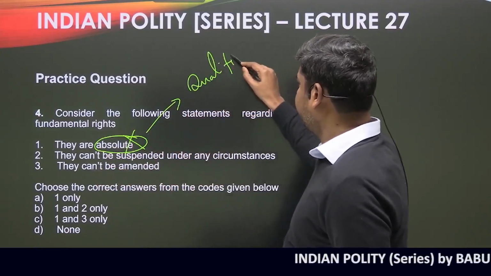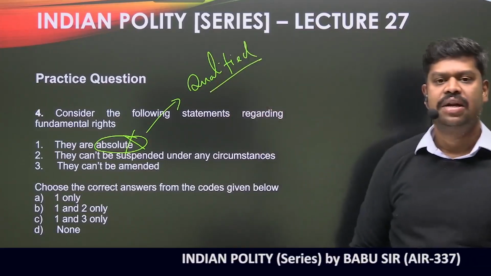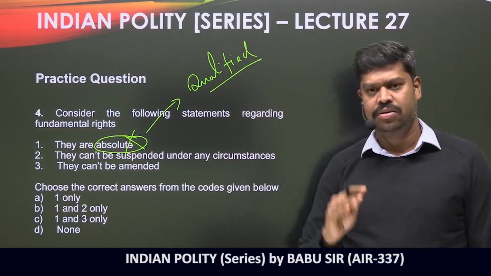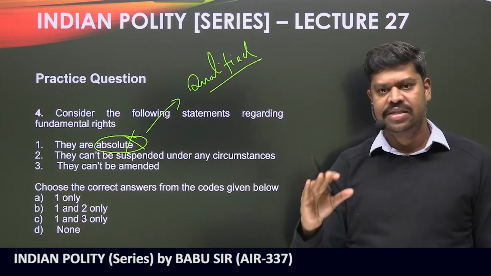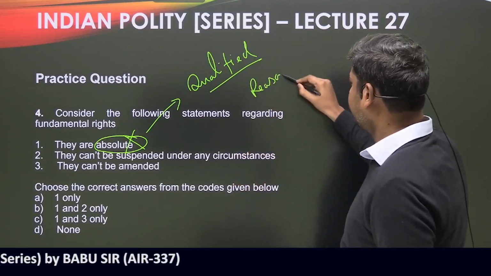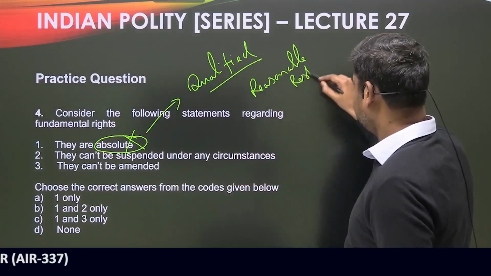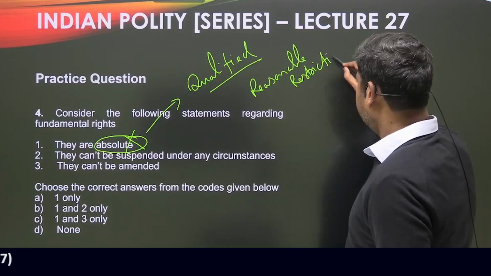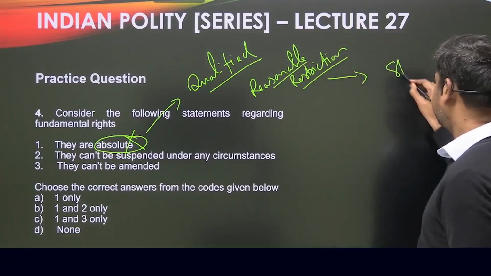What does it mean when we say that the fundamental rights are qualified in nature? When we say that, the rights, though guaranteed in Part 3 of the Constitution, also come with some reasonable restrictions. In fact, most of the rights come with what are called reasonable restrictions. And on the grounds mentioned in the Constitution, they can be reasonably restricted by the state.